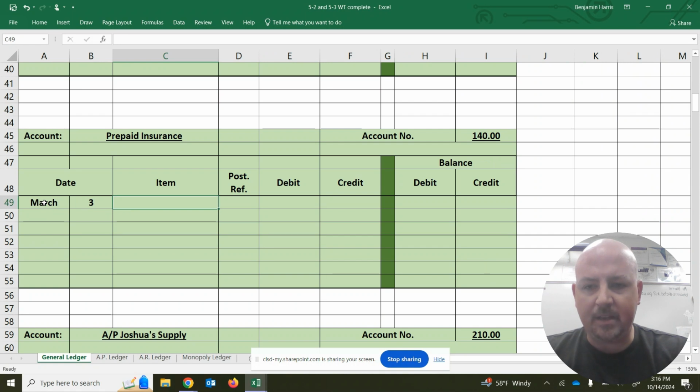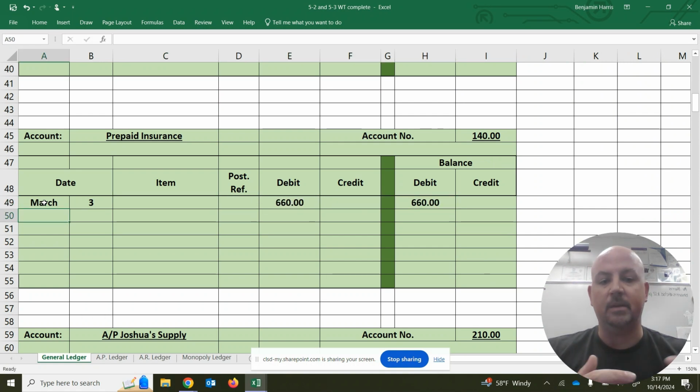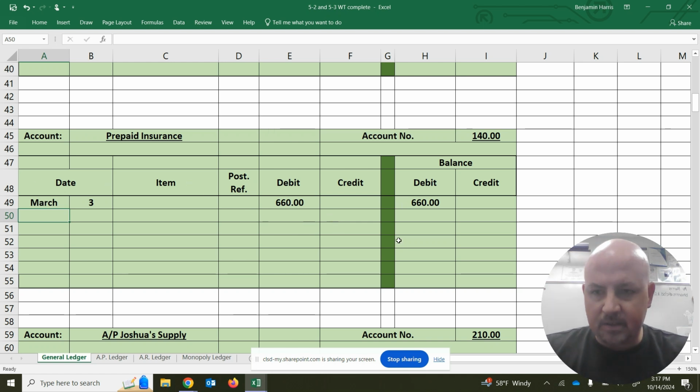You don't have to put anything in the item column if you don't want to. The amount was $660, and that becomes our debit balance. We're going to assume that the prior balance to this was 0. A debit coming in, $660.